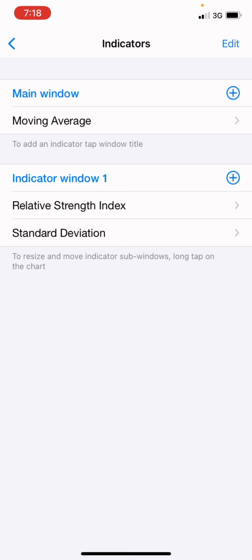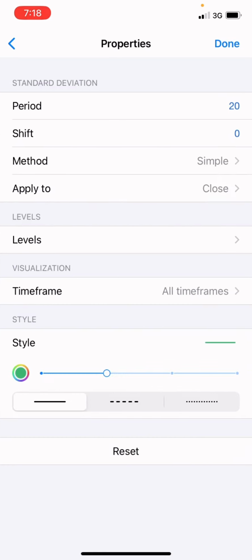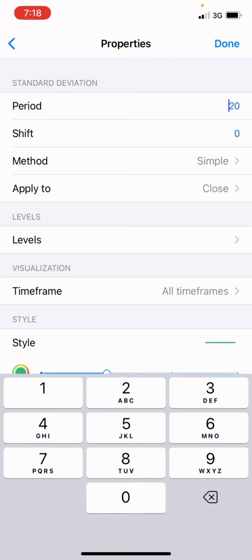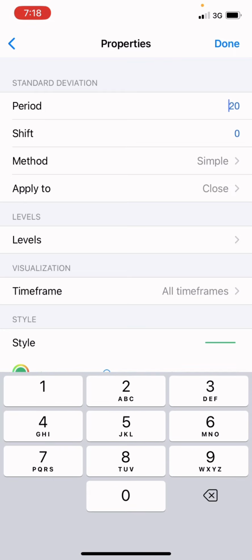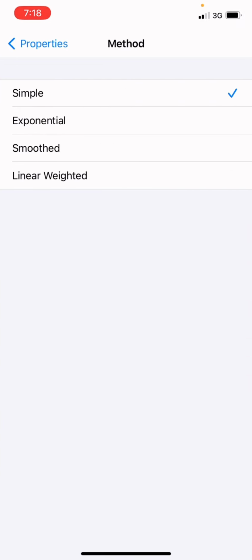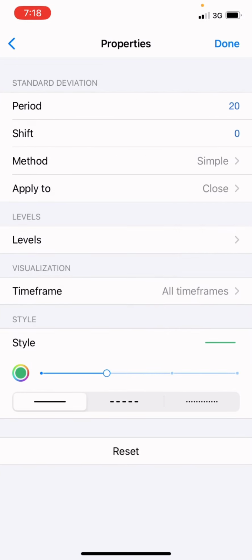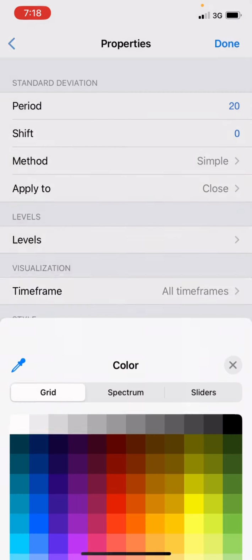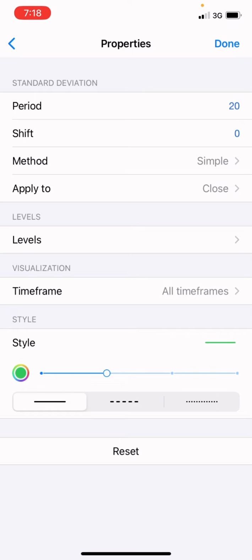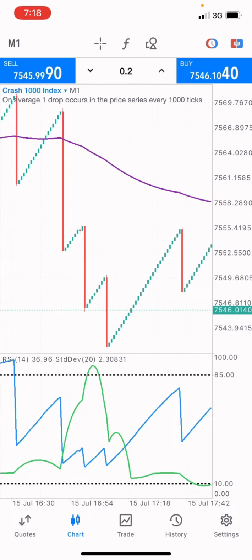Then the third indicator, which is the most important indicator, we're going to be using the standard deviation. The period is going to be 20, while the shift is 0, you apply to close. The method is going to be the simple method. Then you leave the levels. Then the style is going to be 2 pixel, while the color, you can use green or any color of your choice, but I'm using green right here, just as you can see in this video. Then for the pattern of the style, you use the first one, which is at the left of your screen right here. After that, you click on done.